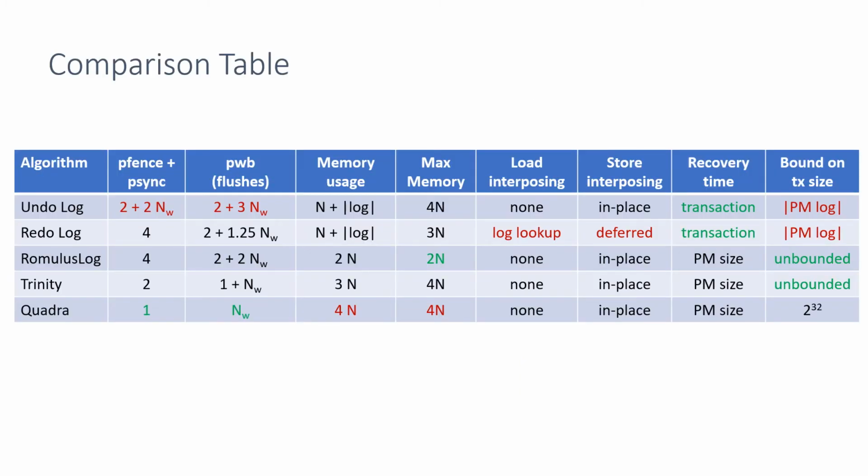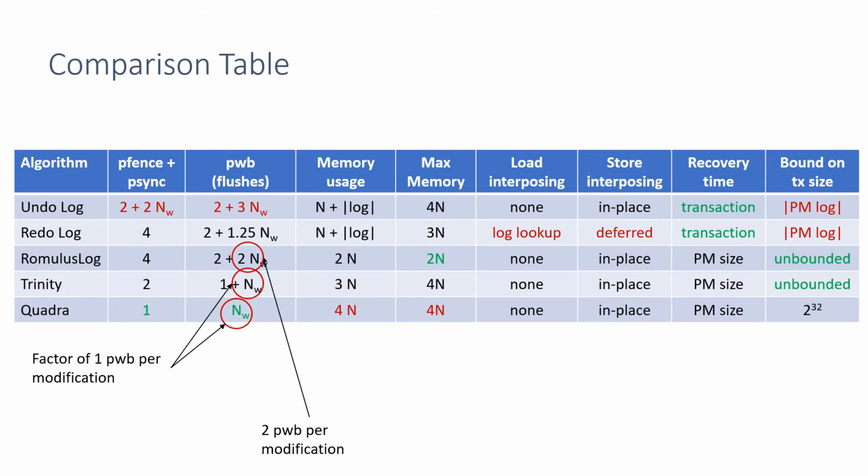In this table, we compare different factors of these different durability techniques. Trinity and Quadra both issue one flush per modification in the transaction, assuming these modifications occur on different cache lines and are random. If we compare that with a shadow data technique like Romulus log, it issues 2 flushes per modification, one on each of the replicas.